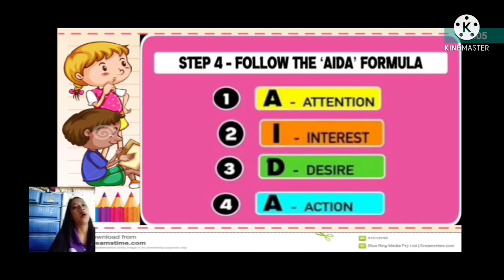Step number 4. A, attention, stands for grabbing the attention of the customer. I, interest, is creating an interest in the customer's mind for your services or products. D, desire, talks about igniting a desire for your product, whereby the customer wants your product to the exclusion of everything else. And last is A, action, which talks about spurring the customer into taking some sort of action towards buying or availing of your services or products.